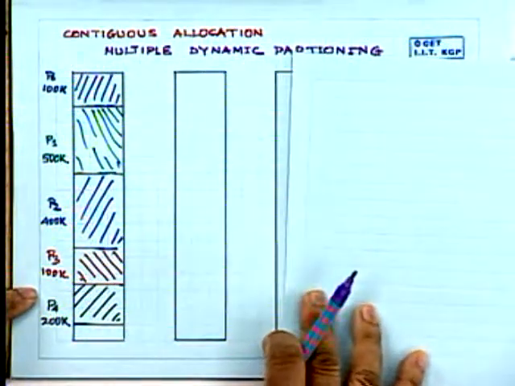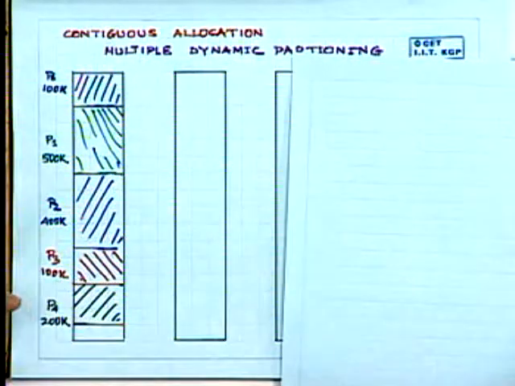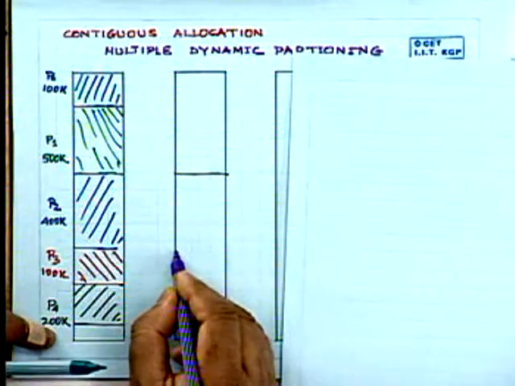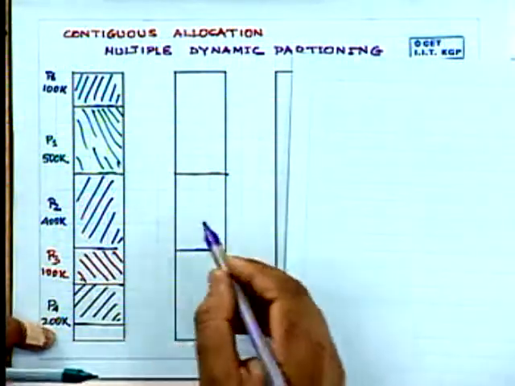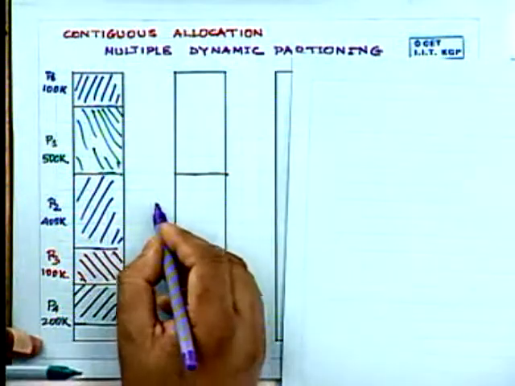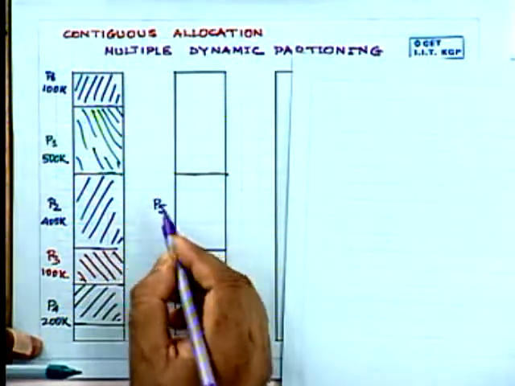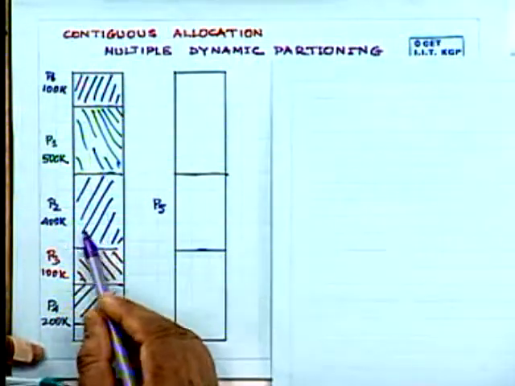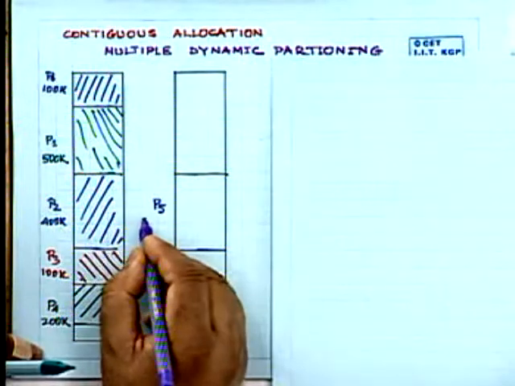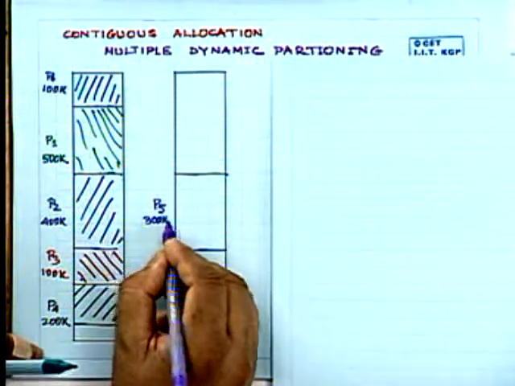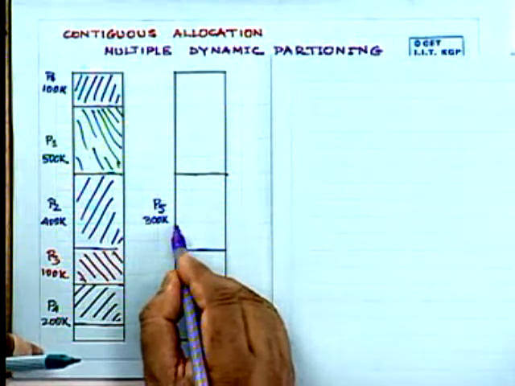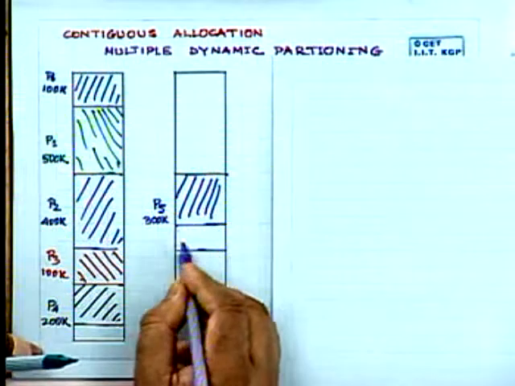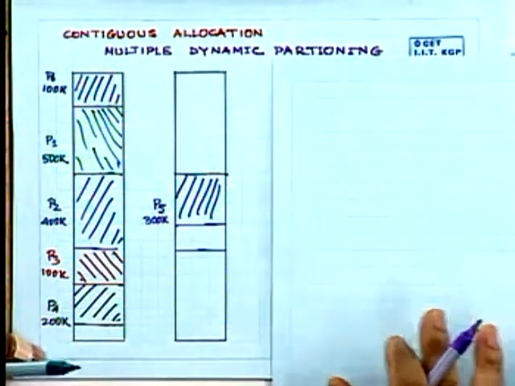And you see the situation here immediately: P2 is over, and some job, say P5, has been brought in, which does not need the total 400K memory locations. Say it is only of 300K size. You can see immediately that it will take only 300K of this portion of the memory, and there is a hole that is generated, right?